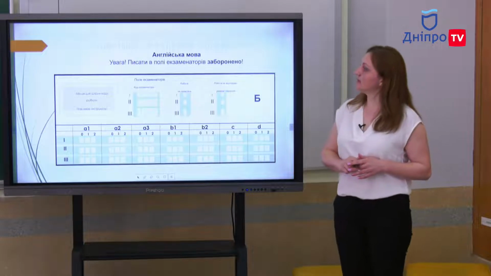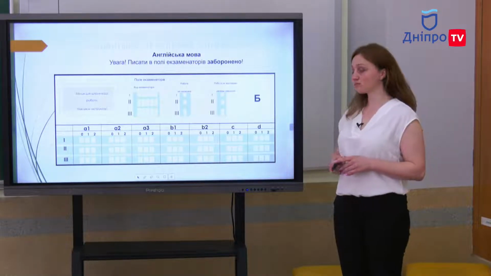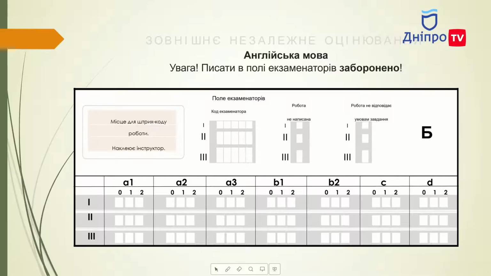Let's look at the answer sheet B, where you will write your letter. On this slide you can see the top of this sheet, and here is a place for a barcode which will be stuck at the beginning of the test. Here is a place for the codes of examiners, and here are the places where you will get your points.